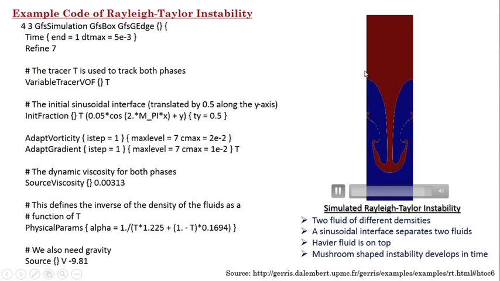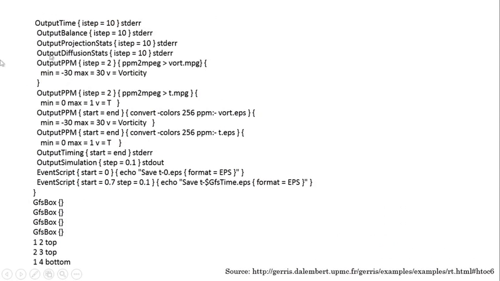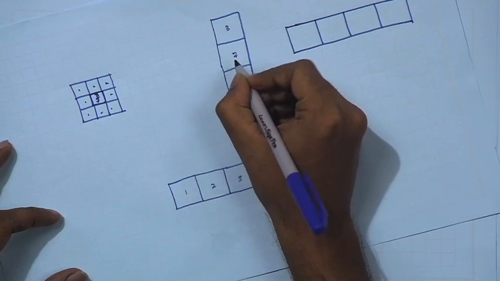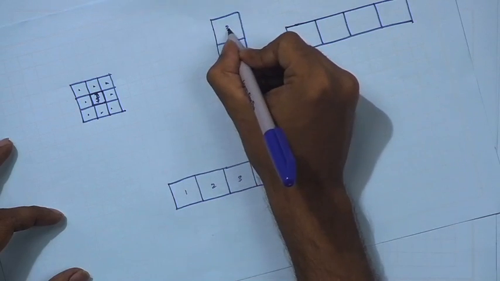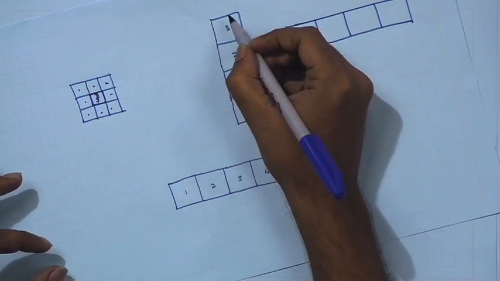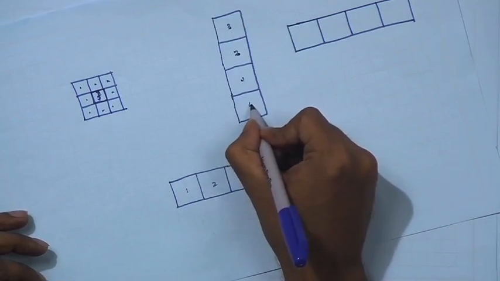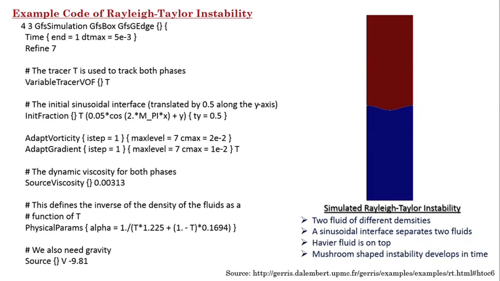For writing the syntax of this problem, 4 boxes are used, and they have 3 connecting edges. At the end of the code, it is written how the boxes are oriented. It is important to see here that 1 2 top means box 2 is on top of box 1, and 2 3 top means box 3 is on top of box 2, and again 1 4 bottom means box 4 is at the bottom of box 1. So these are the orientations of the boxes selected at the start of this syntax.